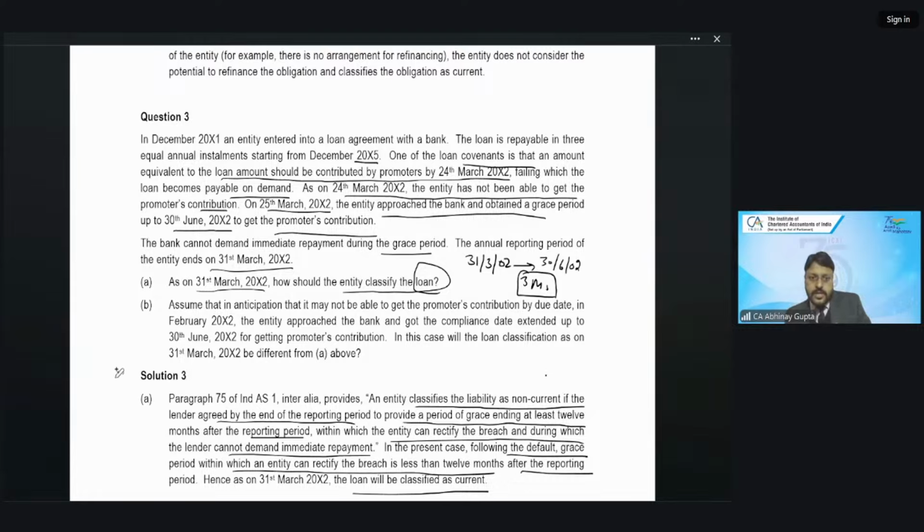Okay, second scenario. Assume that in anticipation that it may not be able to get the promoter's contribution by the due date in February 2002, the entity approached the bank and got the compliance date extended up to 30th June 2002 for getting the promoter's contribution. In this case, will the loan classification as on 31st March 2002 be different from the above?